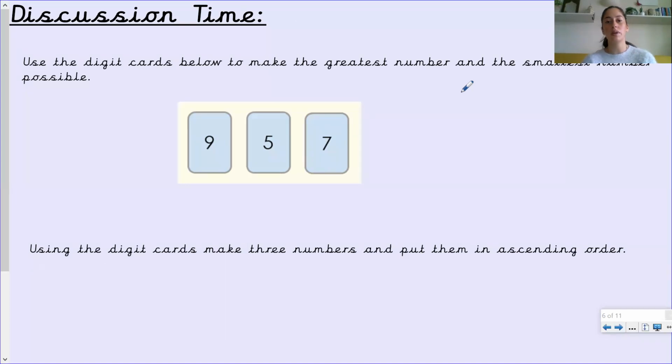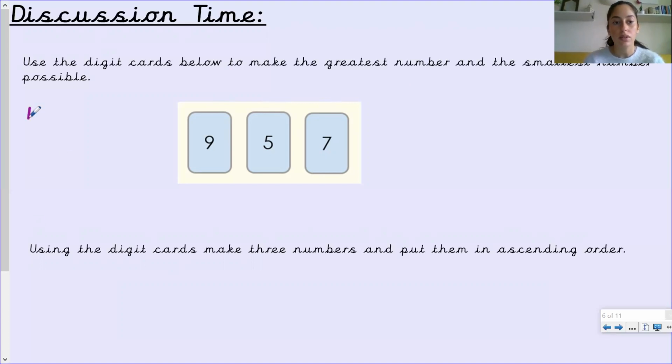Use the digit cards below to make the greatest number and the smallest number possible. Pause the video and have a go at doing this yourself and play the video when you're ready. Okay, we have been given 3 digits and we want to make the greatest number.